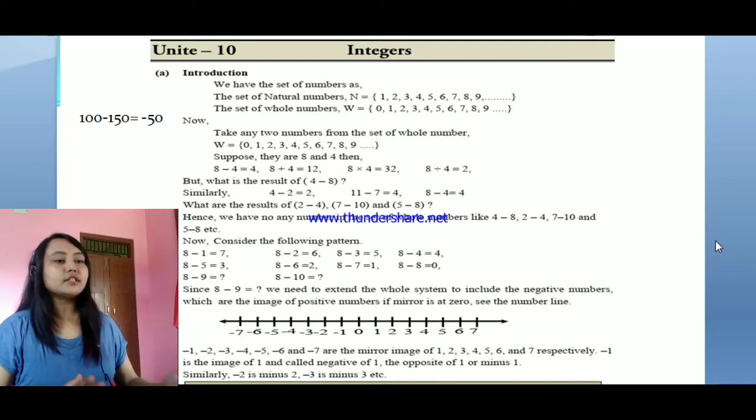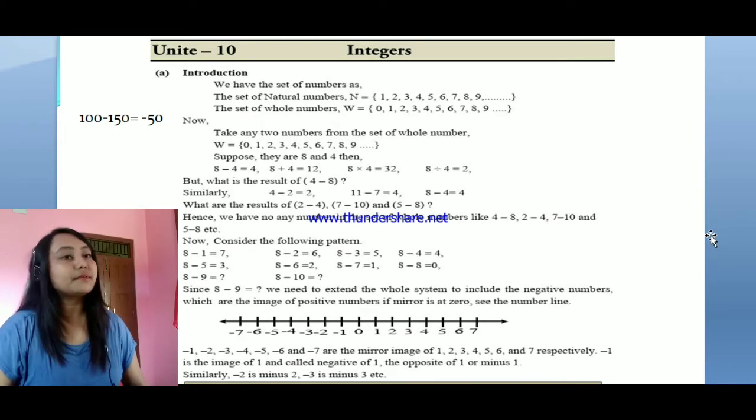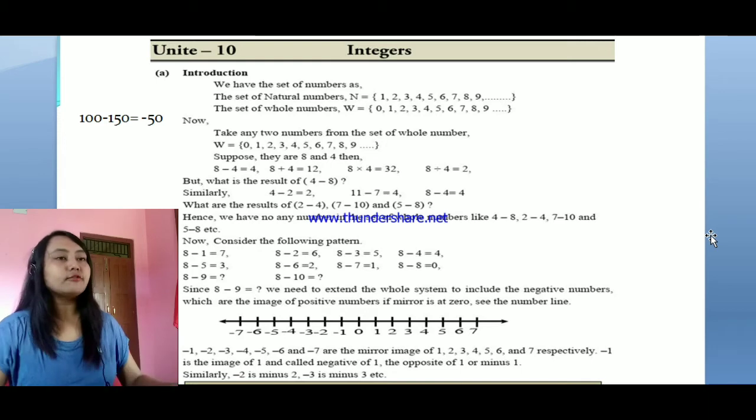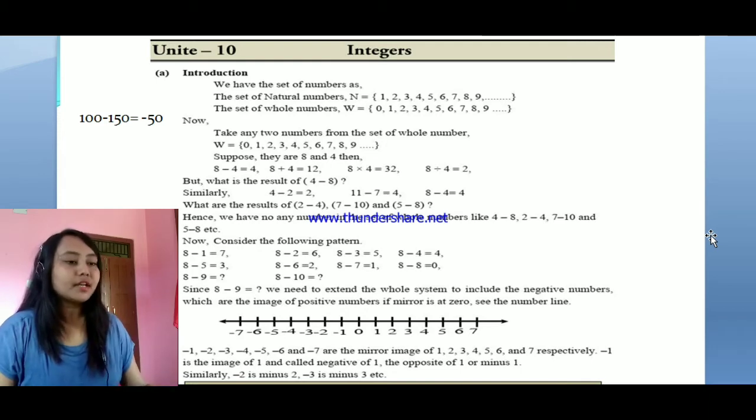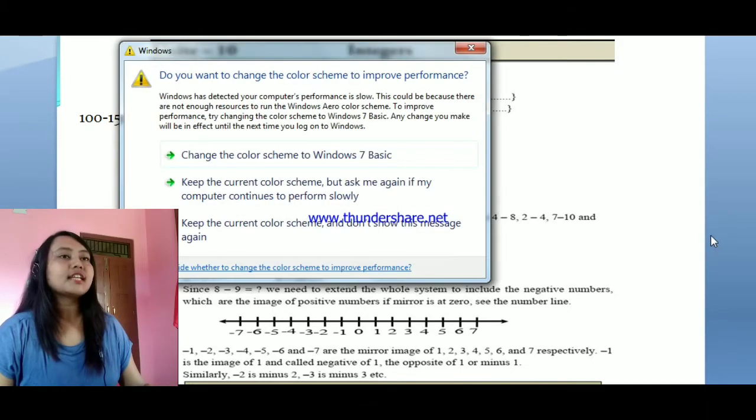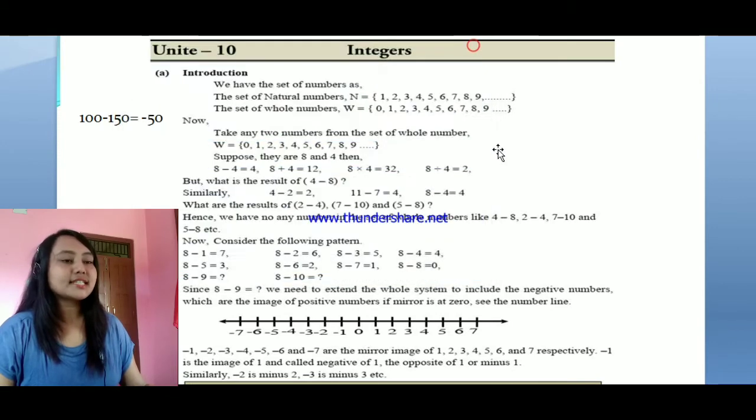Whatever numbers are given to you, if the set includes 0, 1, 2, 3, 4, 5, 6, 7, 8, 9 and so on, then that is categorized as the set of whole numbers. But the numbers which don't have 0, which start from 1, 2, 3, 4, 5, 6 and so on, are categorized as the set of natural numbers.